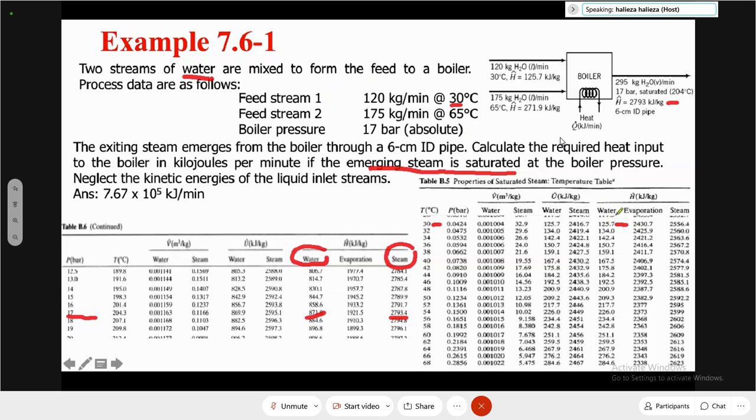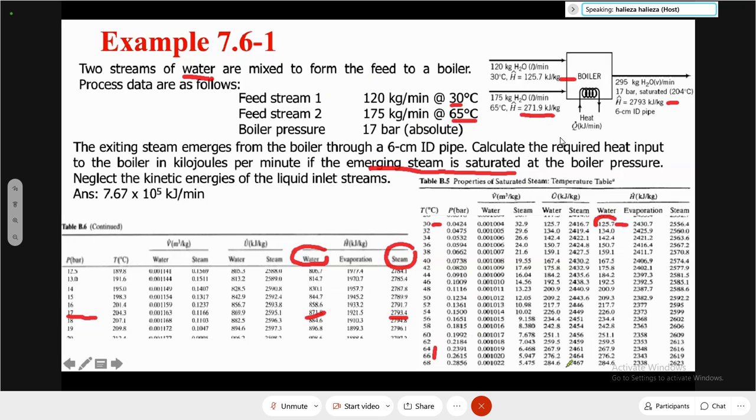That is the enthalpy that you're going to use. So that's the enthalpy here. Okay. So for 65, unfortunately, you don't have the exact value at 65. You only have 64 and 66. So you need to interpolate. After you have interpolated, you will get that value, 271.9. You can try to get that value.